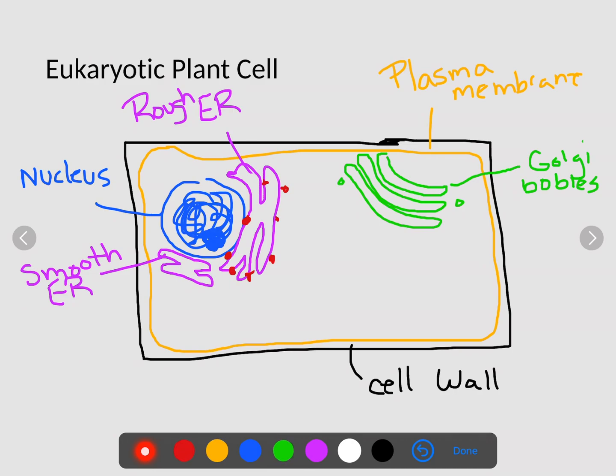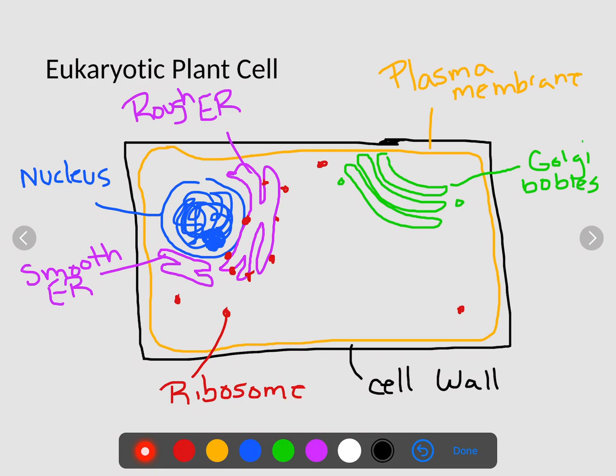Now, there are also some ribosomes floating around freely in the cytoplasm, or the liquid. Again, this is where our proteins are made. They are also located on the rough ER as well.